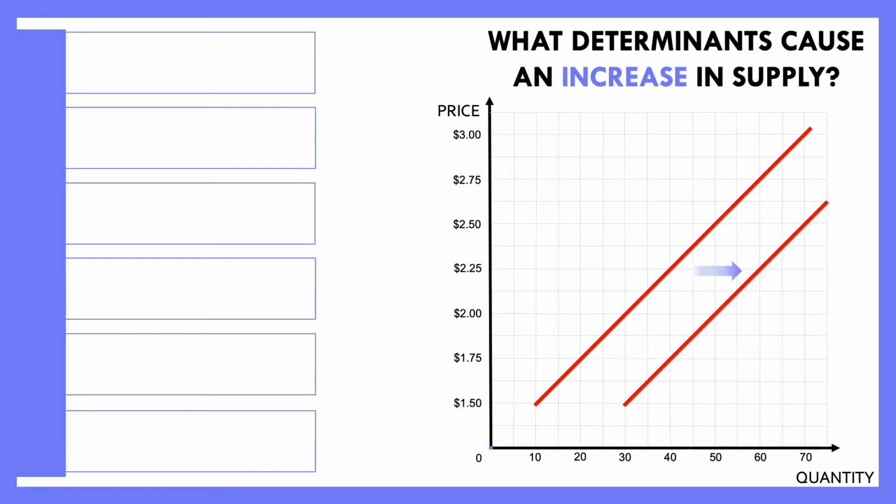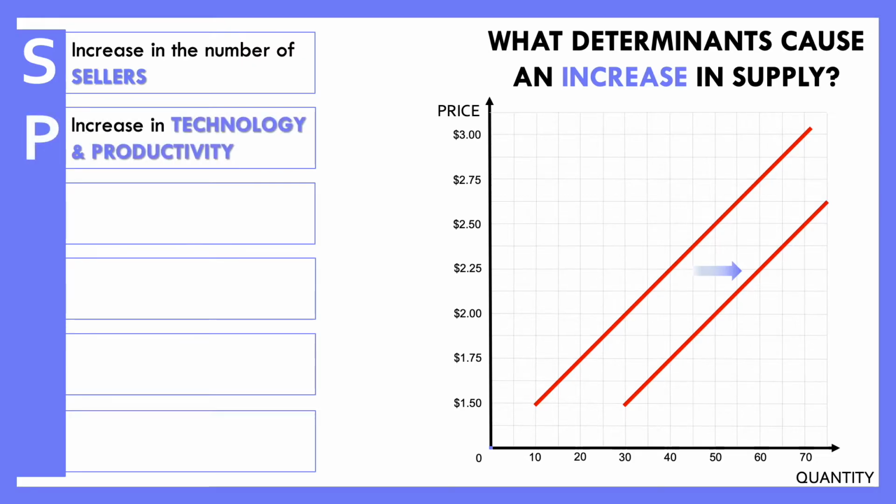We're going to start with the letter S, and the S stands for the number of sellers. This is pretty easy. Like if a new donut shop opens up in town, well, clearly there's going to be more donuts supplied and made available within our town. No matter what the price of those donuts are, there's going to be more donuts available. Easy enough, right?